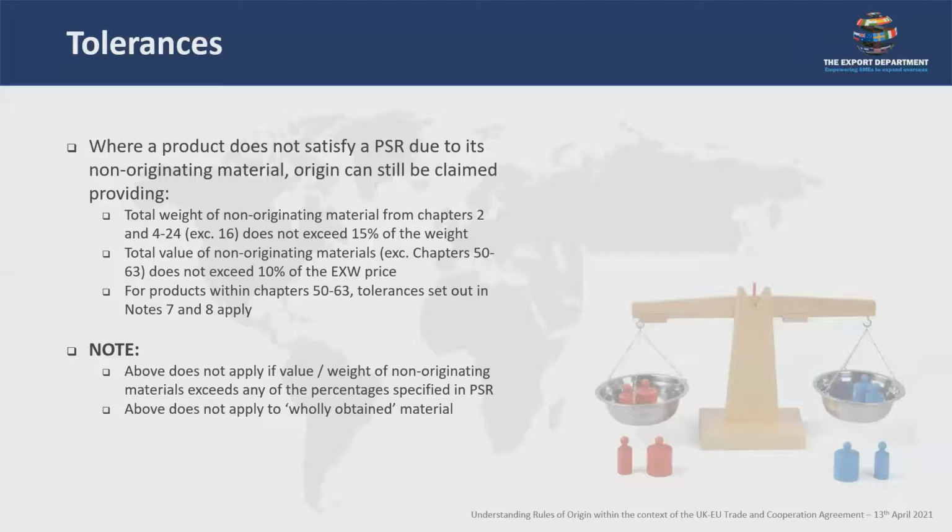The Trade and Cooperation Agreement contains two tolerance rules, principally pertaining to food and drink, and the other one to textiles. So if you're involved in those two sectors, then I would suggest that you look at those tolerances laid out in the Trade and Cooperation Agreement, or get in touch and we can go through them together.